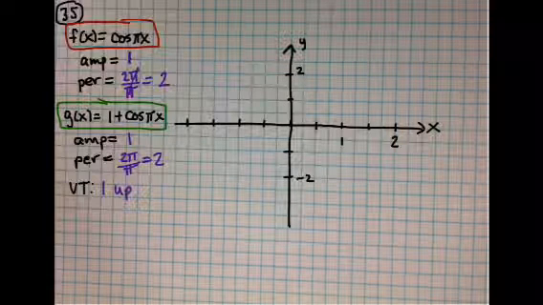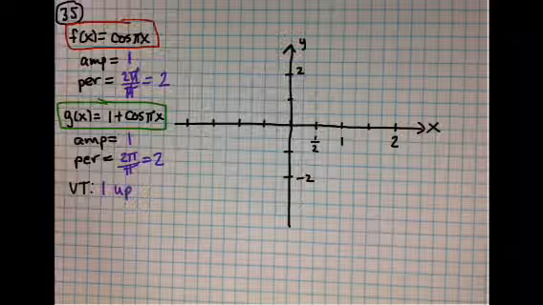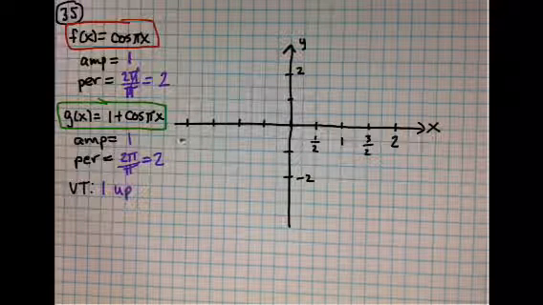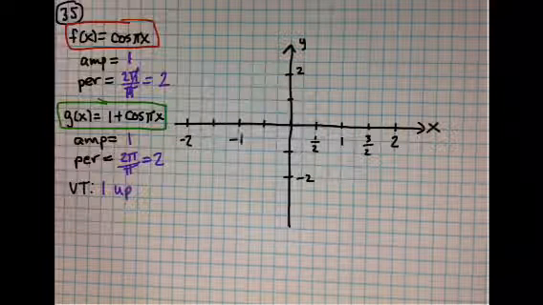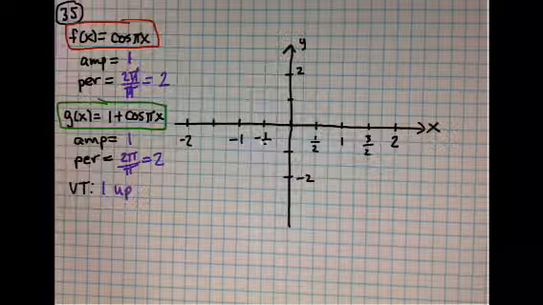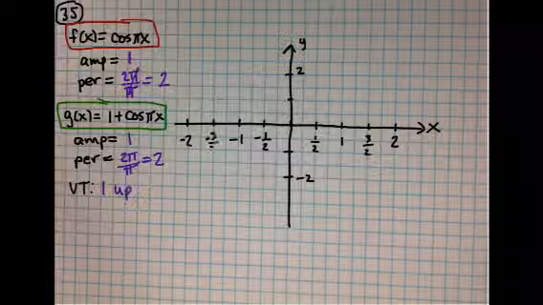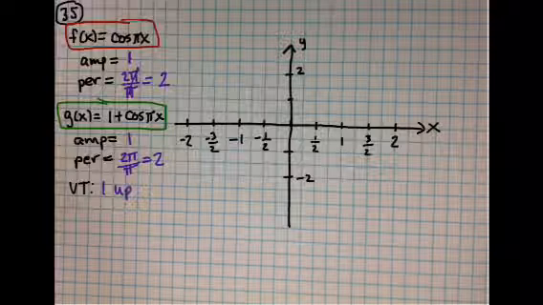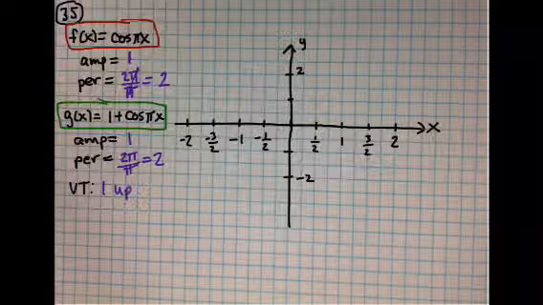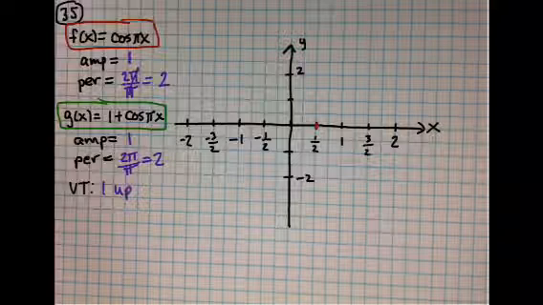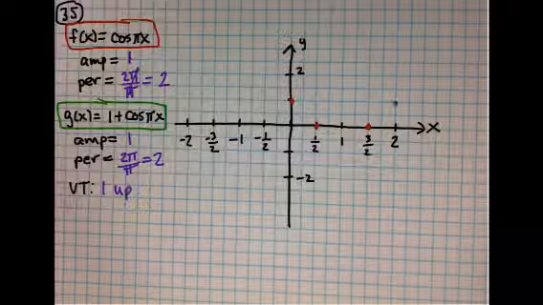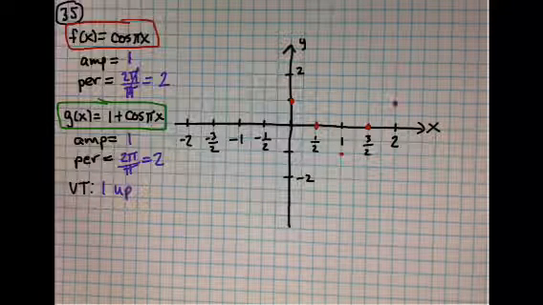So here's 1, 1/2, and 3/2. I'll do the same thing on the left side. -2, -1, -1/2, -3/2. Okay, so for cosine, the zeros are 1/4 of the way and 3/4 of the way. So that would be here and here. Maximum is at the beginning and the end. Beginning, end. And minimum is in the middle, right here.